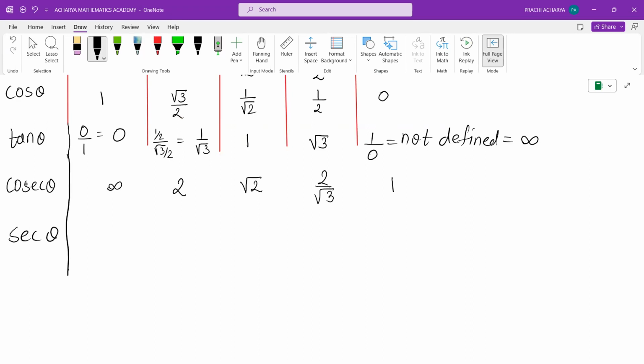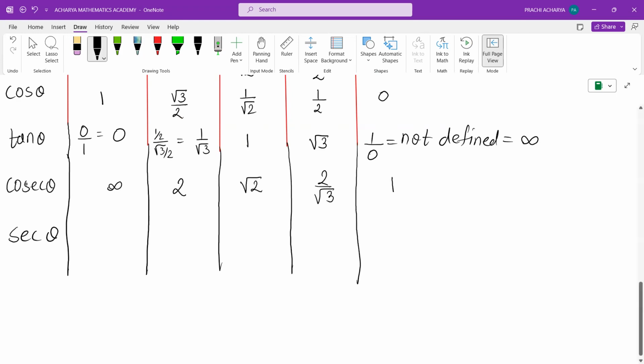You can extend your table. Okay. So cos theta, first value reciprocal will come 1 only. Second reciprocal will come 2 upon root 3. Next reciprocal will come root 2. Next reciprocal will come 2. And next reciprocal will be 1 upon 0, that is not defined, or that is infinity का symbol.